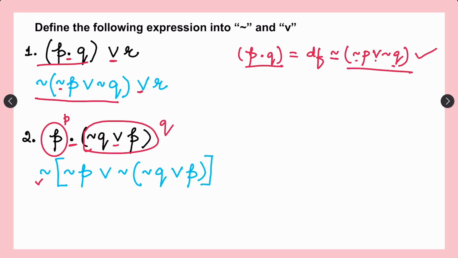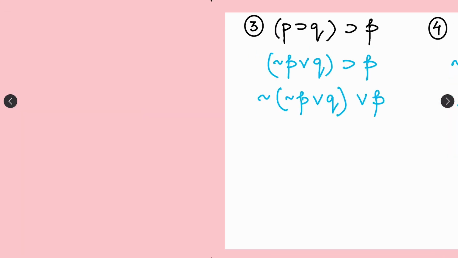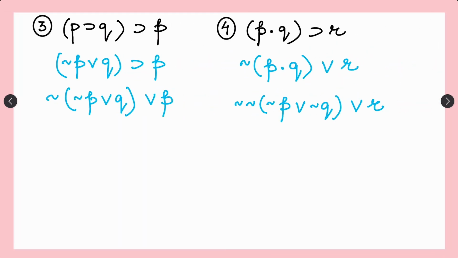So p के साथ आप negation लगाओगे, wedge and this whole के साथ negation and then bracket के अंदर negation q wedge p. So again we don't have to change wedge क्योंकि आपका already wedge में है. So this is the first two questions. Hope everyone is able to solve it. Now let's move on to the next question.